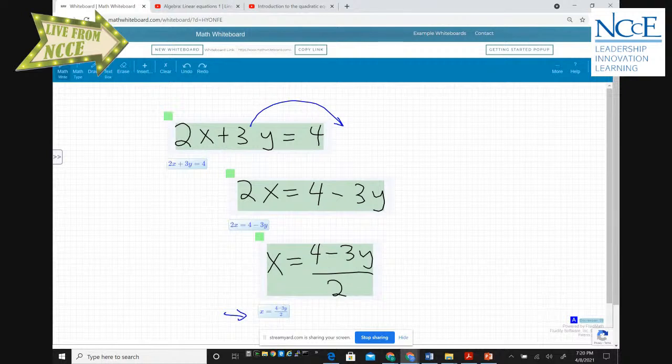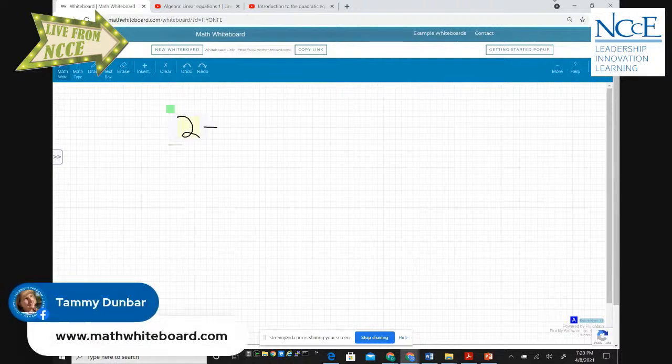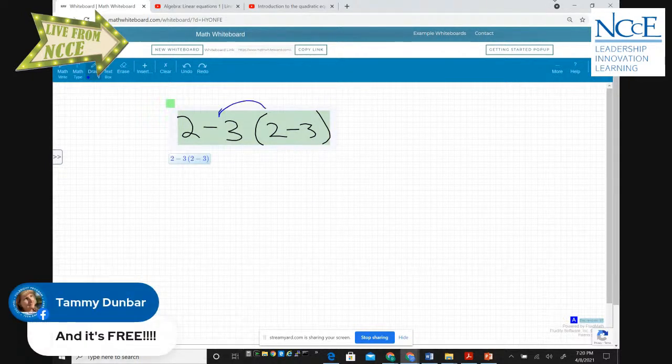Let me show you how this could also be used at the lower grade levels in an example where maybe we're looking at order of operations. So let's take a look at another example. 2 minus 3 times 2 minus 3. Let's say we have to solve this. The first thing we might do is multiply the 3 across the parentheses here, right? So the first step might be 2 minus, 3 times 2, so this must be 6, and then minus 3 and minus 3, that's got to be minus 9, right?